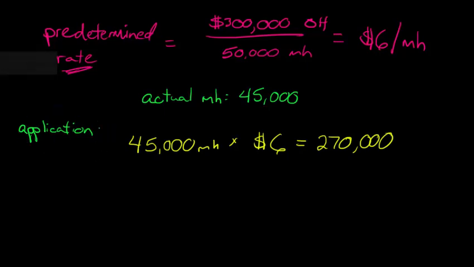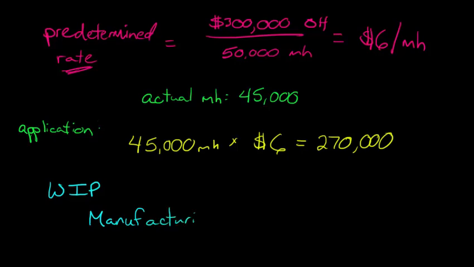Now we need to make a journal entry to apply the overhead. What journal entry do we make? Well, we debit an account called work in process, which I'm just going to abbreviate WIP. That's an asset account. Now we're crediting manufacturing overhead. Again, this is the application. This is not the actual overhead. We're applying it based on our predetermined rate.